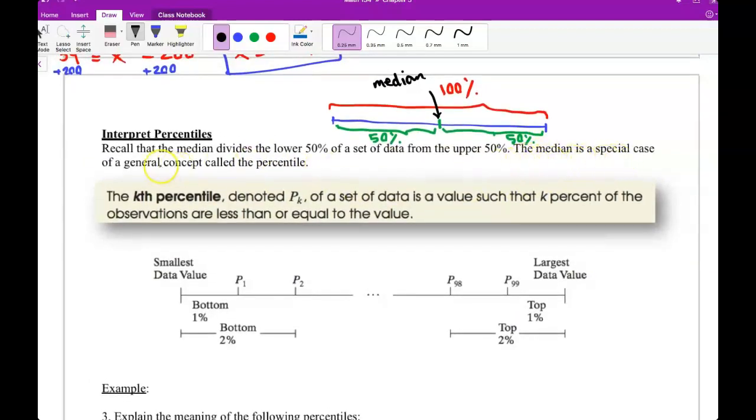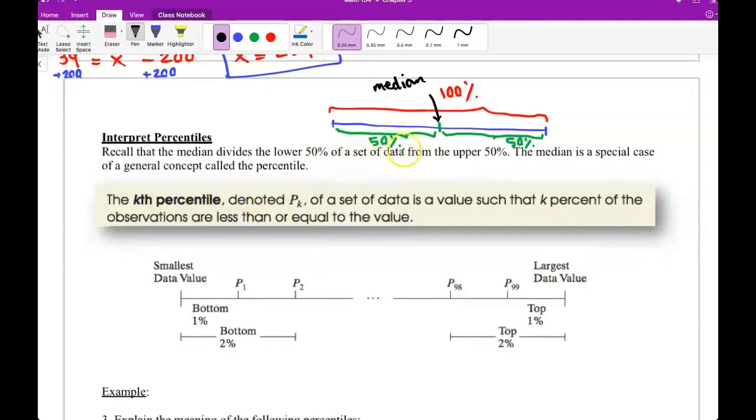The median is a special case of a general concept called percentile, because we're using all these percentages. So this is the 50th percentile, the lower 50 percentile, and that is the upper. Then the kth percentile, denoted P_k, is a value such that k% of the observations are less than or equal to the value.